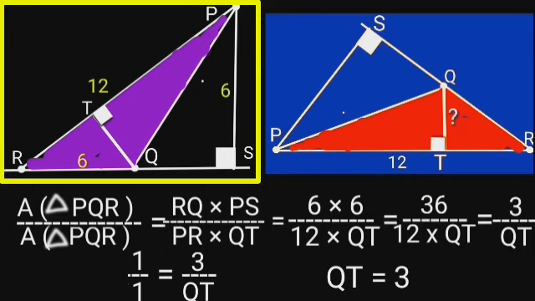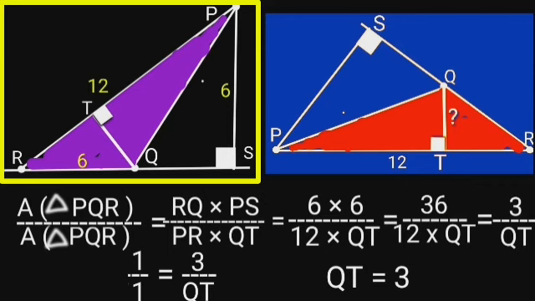Substitute the values. RQ is given as 6, PS is given as 6, hence 6 into 6 divided by 12 into QT. 6 into 6 is 36, divided by 12, that is 3 upon QT.